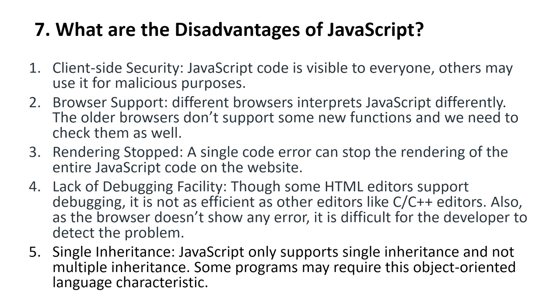Lack of debugging facility. Though some HTML editors support debugging, it is not as efficient as other editors like C++ editors. Also, as the browser does not show any error, it is difficult for the developer to detect the problem. Single inheritance. JavaScript only supports single inheritance and not multiple inheritance. Some programs may require this object-oriented language characteristic.